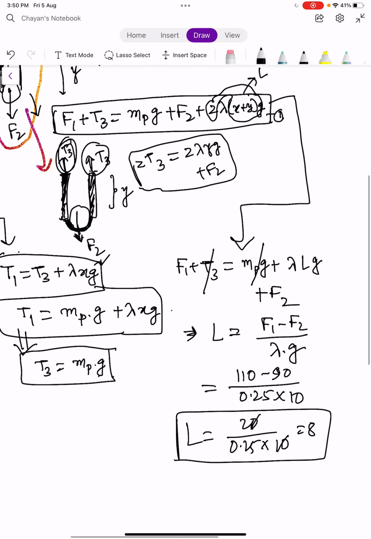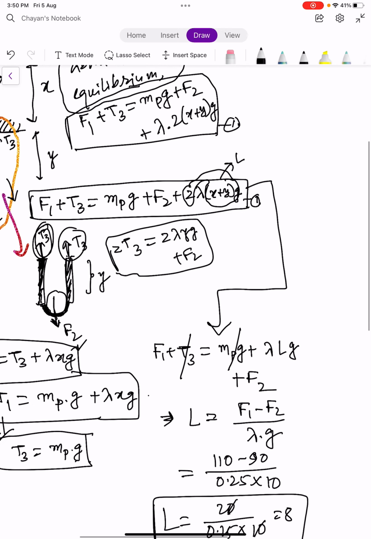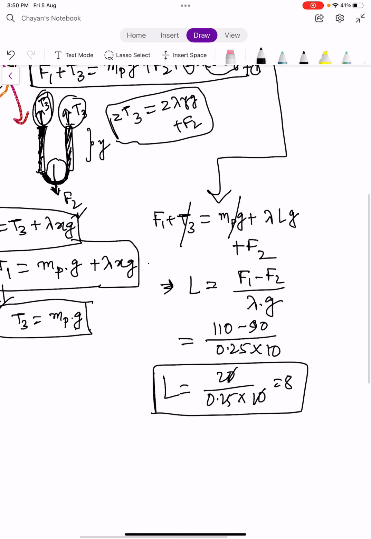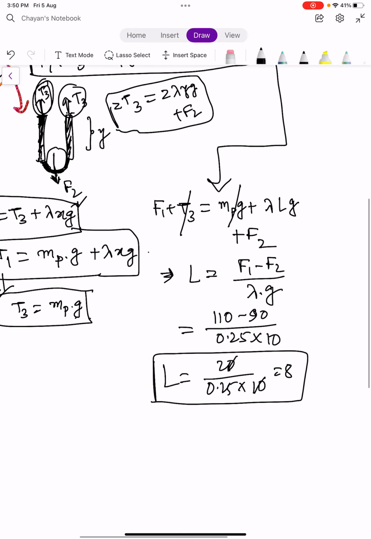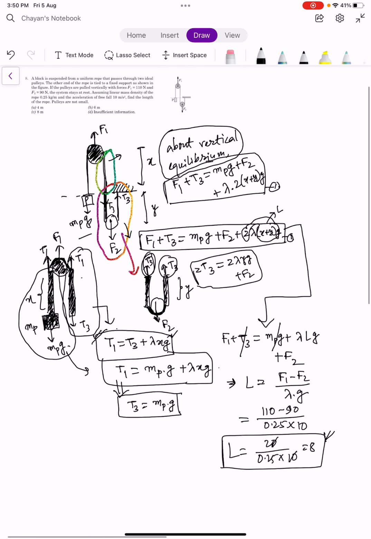And in the equation we got from vertical equilibrium, T3 and MP G cancelled out, so we got this as our final answer. So this is our solution.